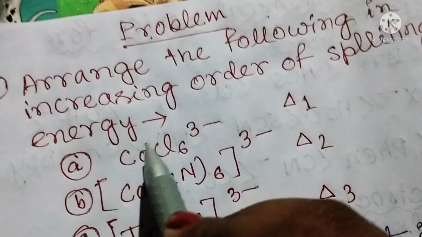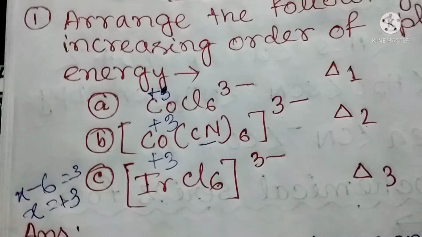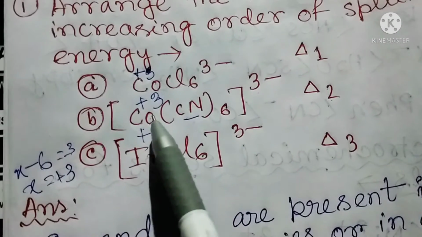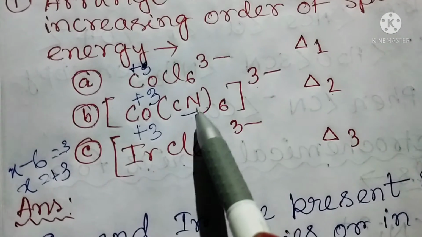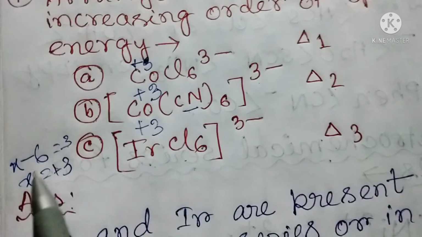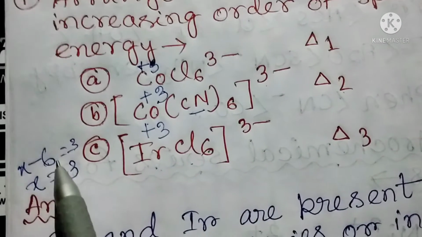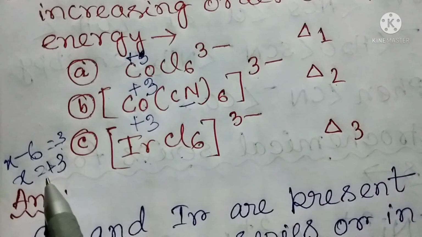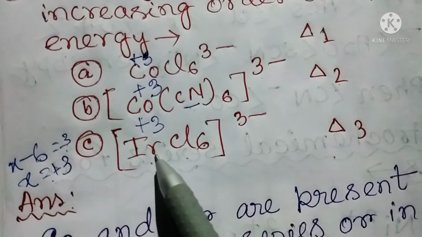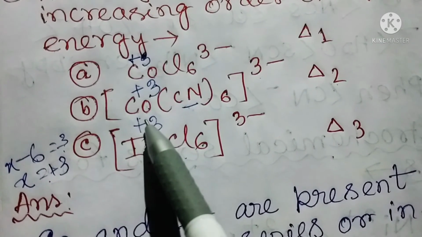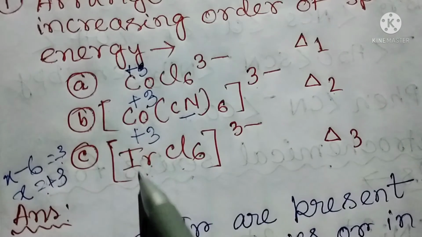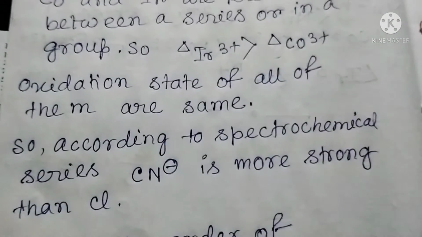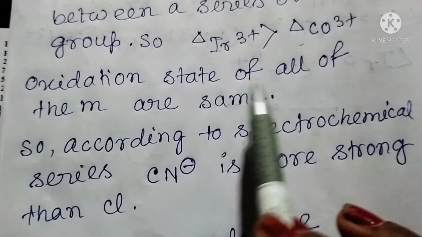From this we can say that the oxidation state of this cobalt is plus 3. This cobalt is also plus 3, because for cyanide the charge is minus 1. That means x minus 6 equals minus 3, and x equals plus 3. And for iridium also it is plus 3 oxidation state. That means they are all in plus 3 oxidation state. Now the oxidation state of all of them is the same.